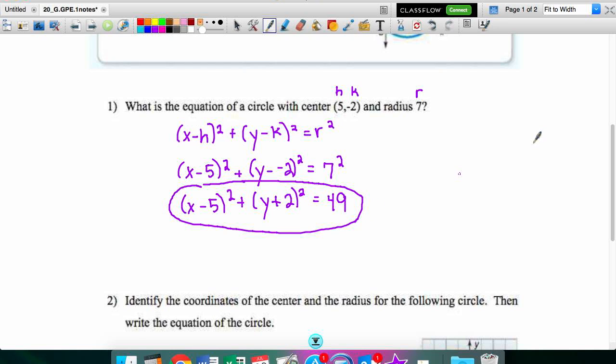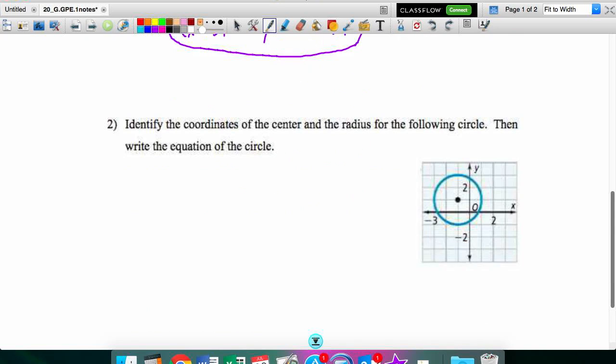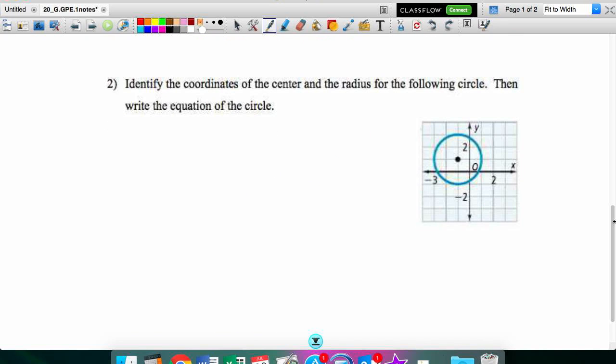Okay, let's go ahead and take a look at our next example. In our next example, we want to identify the coordinates of the center and the radius, then write the equation of the circle. So this is actually exactly like the previous problem, except the first thing we have to do is identify the center and the radius based on the graph. So let's first find the center. The center coordinate is that black dot right in the middle of the circle. It looks like the coordinates of our center will be -1, +1.